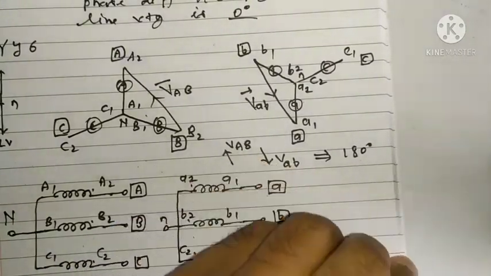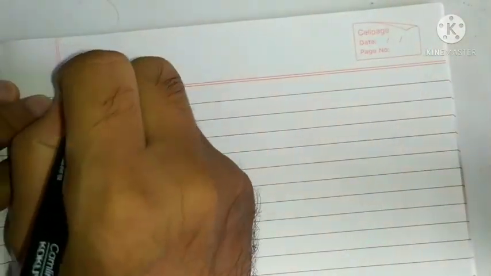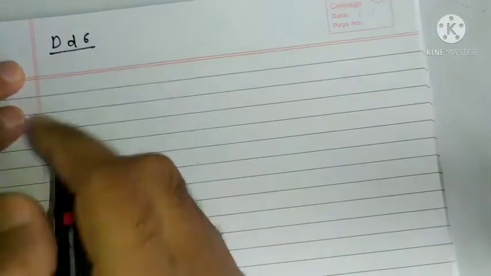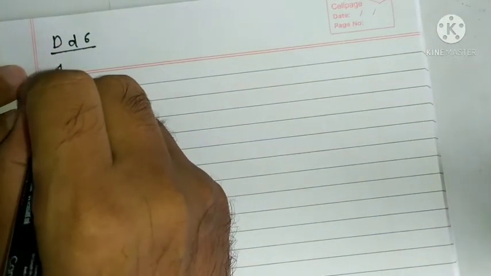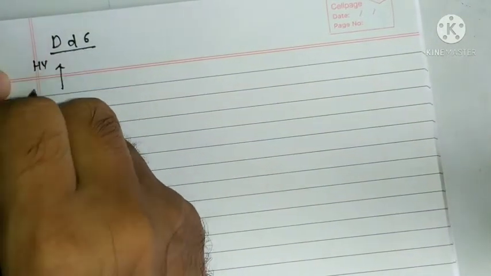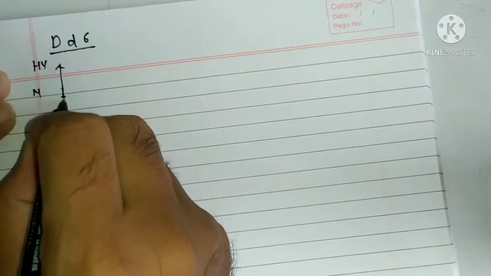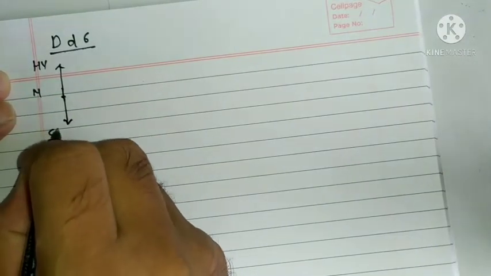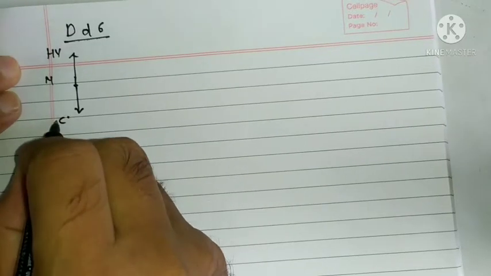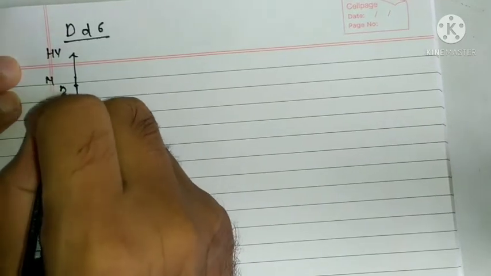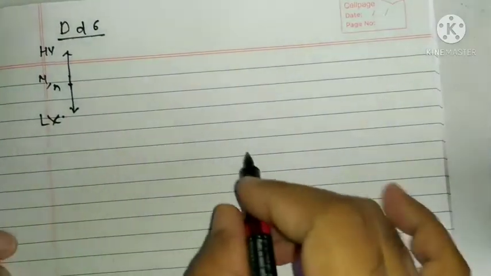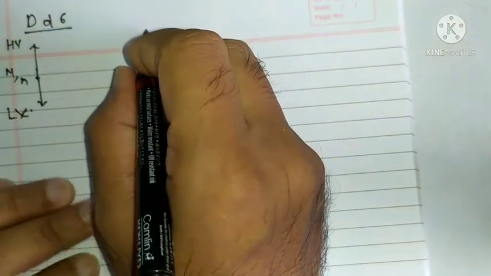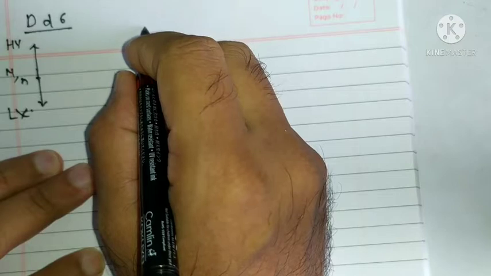Now, sorry, YY6. Now let us go for DD6, delta 6. DD6 connection. So here again the HV neutral will be upward and the LV neutral will be at 6 o'clock. So this is the LV to neutral, right? So let me draw the HV delta first.